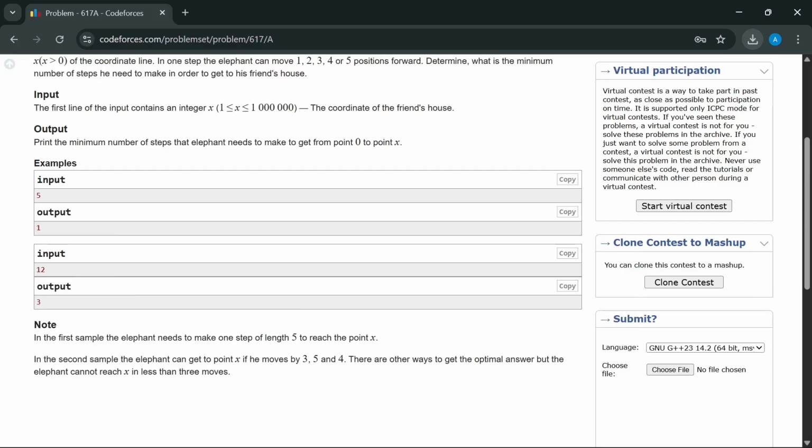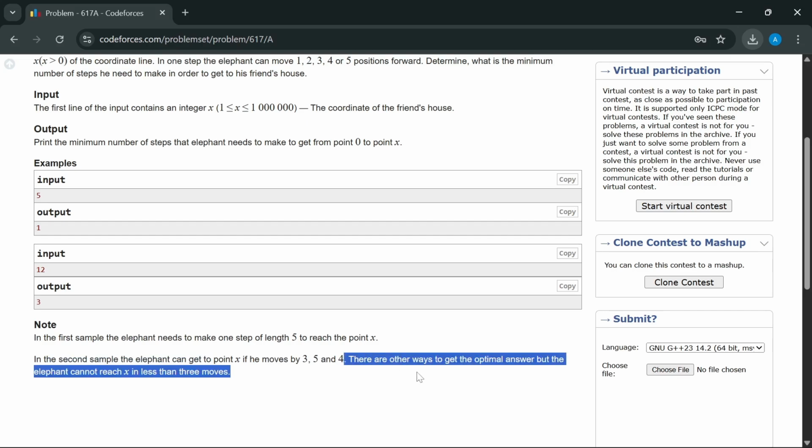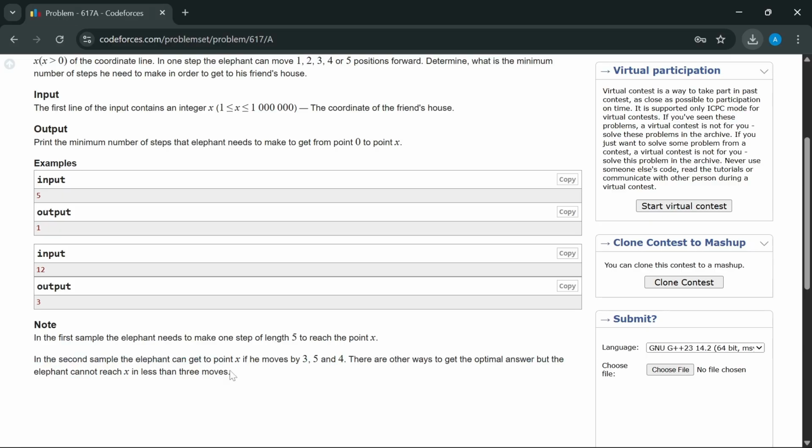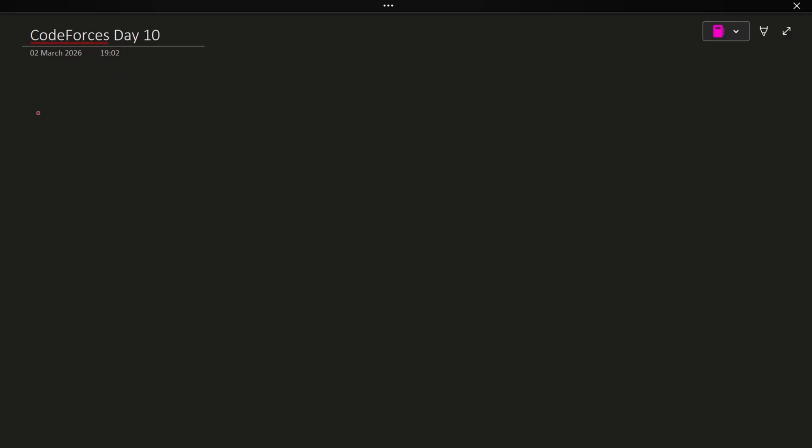Note in the first sample, the elephant needs to make one step of length 5 to reach the point X. Yes, it is correct. In the second sample, the elephant can get to point X if he moves by 3, 5, and 4. There are other ways to get the optimal answer, but the elephant cannot reach X in less than 3 moves. Okay, so yeah. So first of all, let's think it like this.